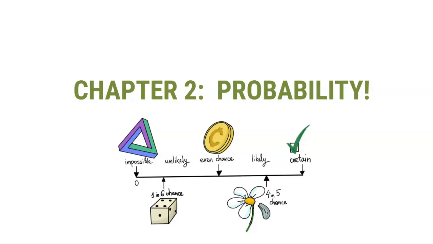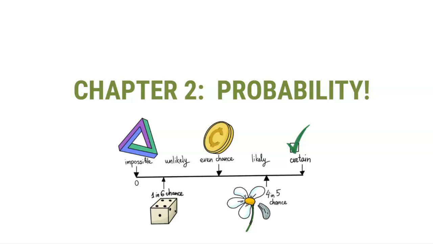So in today's lesson, we are going to begin chapter 2, probability. This unit on probability will focus on learning about the likelihood of certain events taking place. And of course, as this diagram shows, that can be on a scale of completely impossible to certain, and anything else in between.